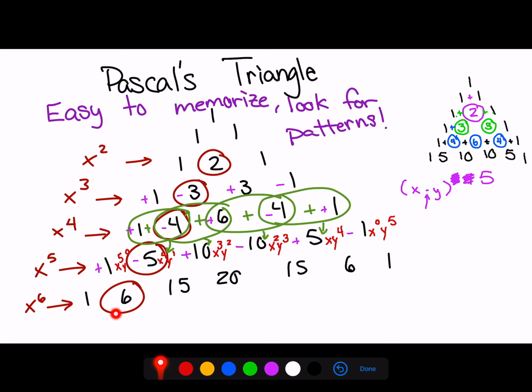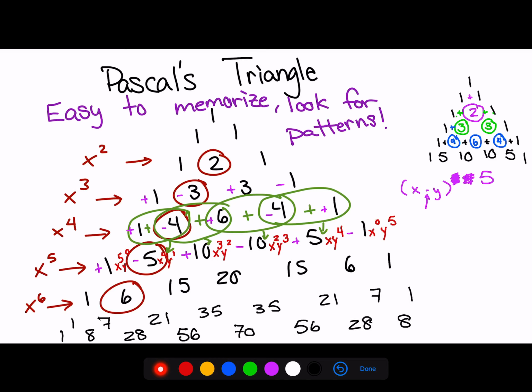Now, does this stop at 6? Absolutely not. I can keep going. 1, 7, 21, 35, 35, 21, 7, 1. And you may be like, Mr. Garner, it's always repeating on either side. Absolutely, that is the case here, and that will always be the case with Pascal's triangle. It should be symmetric on either side, which is extremely nice for us because we know where we're going. Next one would be 1, 8, 28, 56, 70, 56, 28, 8, and 1.